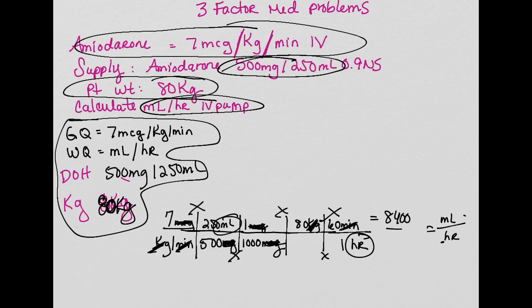So I'm going to get 8,400 times 500, or divided by 500. That's what I got for my answer. And that equals 16.8. Remember, if it's 5 or above, then you round up. If it's below 5, you round down. So it will be 17 mLs per hour. And that's it.